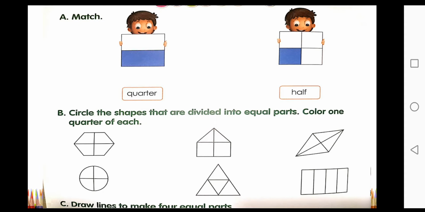Okay, now circle the shapes that are divided into equal parts. Color 1/4 of each. All the shapes have 4 parts, but you have to circle the shapes that are divided into equal parts, which are the same size, okay? And after you circle the shapes, you have to color 1/4.